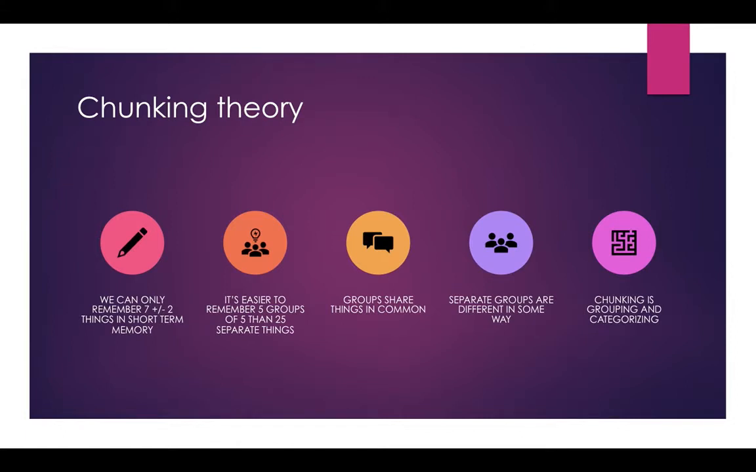Some elements of chunking theory and what it's all about. So you probably heard that we can only remember 7 plus or minus 2 items in our short-term memory. So like 5 to 9 things. And so therefore it'd be easier to remember 5 groups of 5 items than 25 separate things.